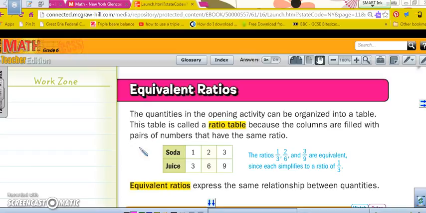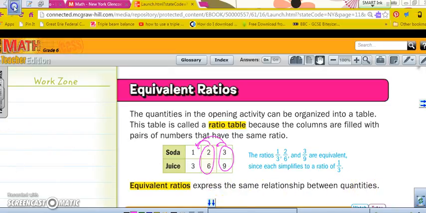So we are going to be working with equivalent ratios, and to do that we work with a ratio table. This table is called a ratio table because the columns are filled with pairs of numbers that have the same ratio. Meaning, if I reduce 2/6, I will get 1/3. If I reduce 3/9ths, I can get 2/6, or if I reduce it more, I can get 1/3. So pretty much the idea is that it's just a table with a bunch of equivalent ratios. And as a quick reminder, equivalent ratios express the same relationship between quantities.